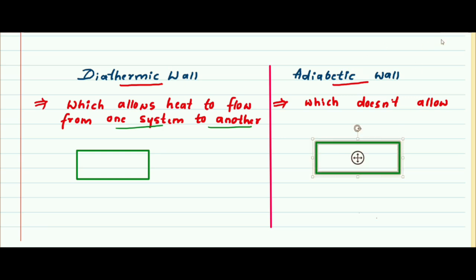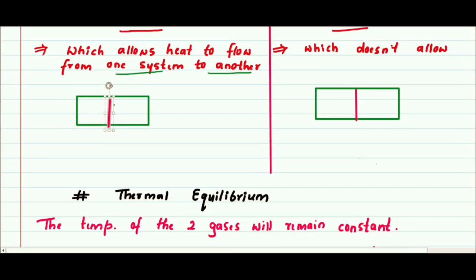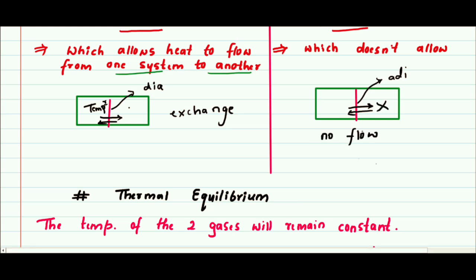So we have considered the two systems, the first system and the second system. Here we have put an adiabatic wall. Here the wall is diathermic and here the wall is adiabatic. So the heat will move from one system to another system. An exchange takes place in a diathermic wall, whereas in an adiabatic wall there will be no flow of heat from one system to another system. There will be no flow in an adiabatic wall.